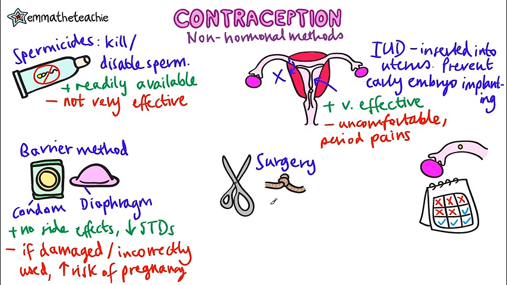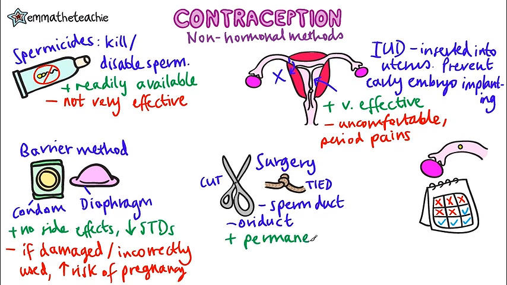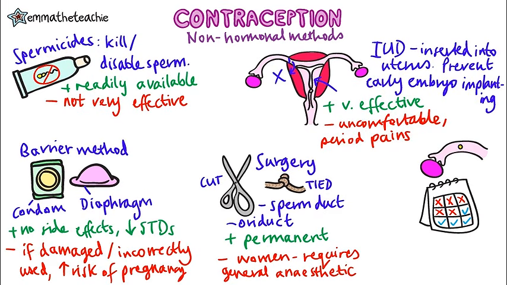Next up, we've got surgical methods. This is for males in the sperm duct, and in females, the oviduct. These can be either cut or tied. The big advantage is that it's permanent. This is for people who know they don't want to conceive. The disadvantage is that for women, this procedure requires a general anesthetic, which carries a risk with it.